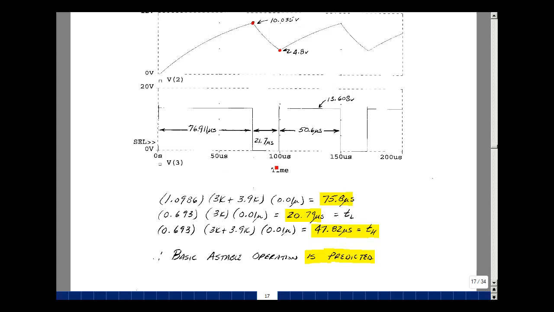All these are a little bit longer than what we calculate, and that's because there's time delays, rise times, fall times, delay times inside the chip. We'll look at this a little bit later in the lecture. This does predict the basic astable operation, and this would be a valid model. But remind yourself that this is a lot of transistors, and it will take a long time to do a simulation.